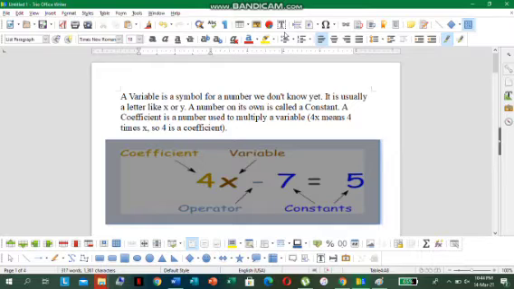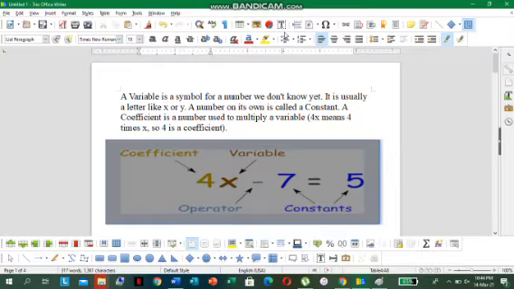Alright. So a variable is a symbol for a number we don't know yet. It is usually a letter like X or Y, and it can be other letters such as S, R, Q, P, but it's just a symbol for a number we don't know as yet. It is the unknown. So a number on its own is called a constant. A coefficient is a number used to multiply a variable.